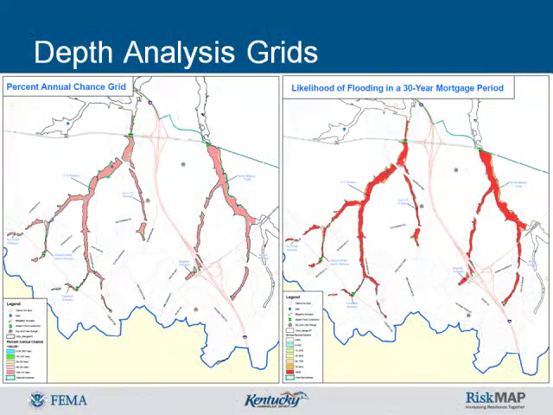The depth analysis grids on this slide represent the percent annual chance grid and the likelihood of flooding during a 30-year mortgage. The percent annual chance grid predicts the risk of flooding in any 1 year. The likelihood of flooding during a 30-year mortgage period illustrates the risk of flooding during a 30-year mortgage.